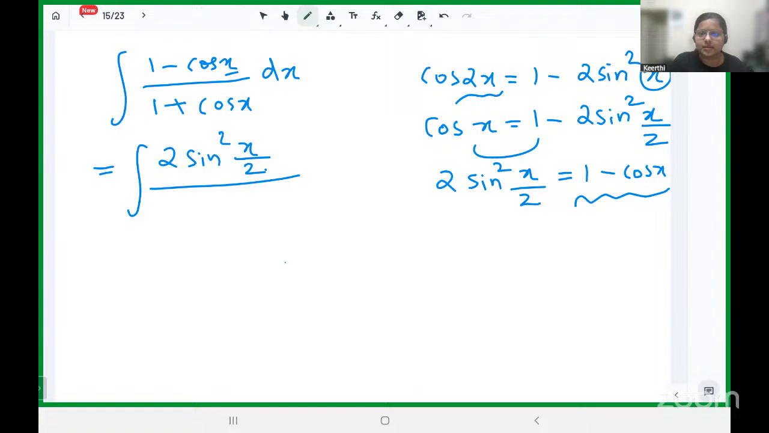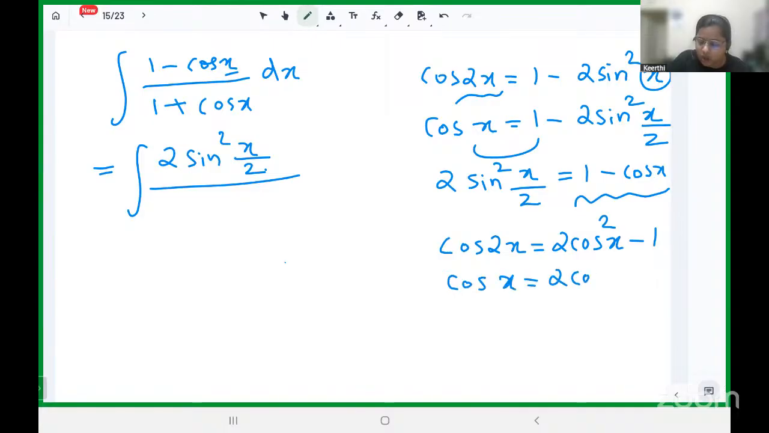Okay, that is our intention. So here also I'm going to take the identity cos 2x is equal to 2 cos square x minus 1. This is also an identity for cos 2x. So here also if you take half angle, it becomes cos x is equal to 2 cos square x by 2 minus 1.